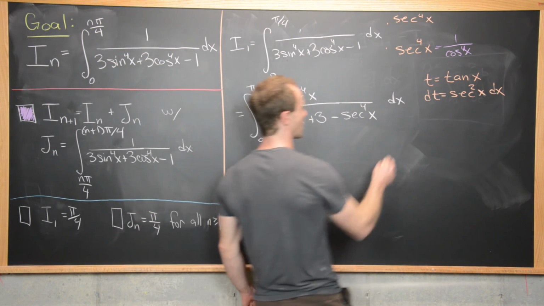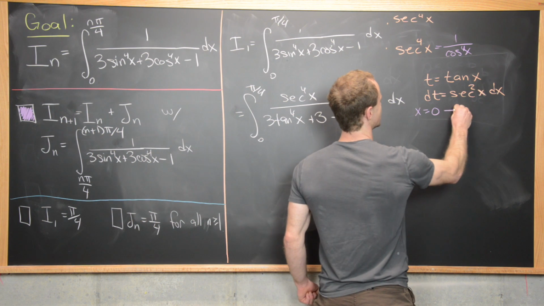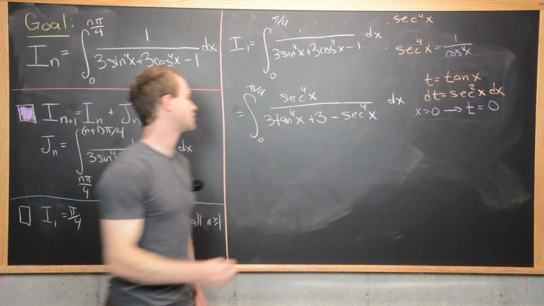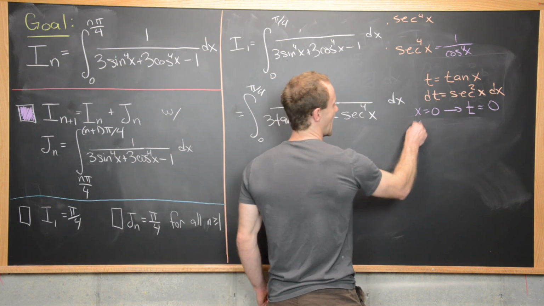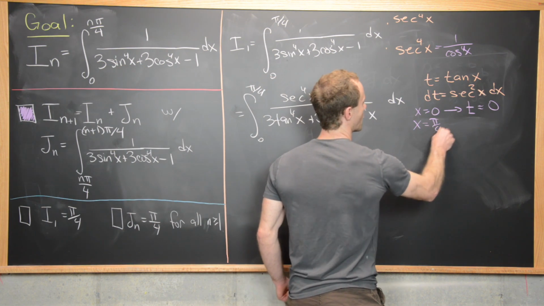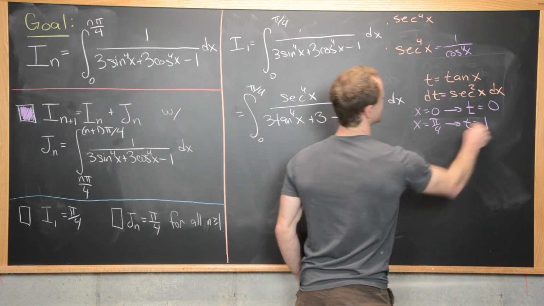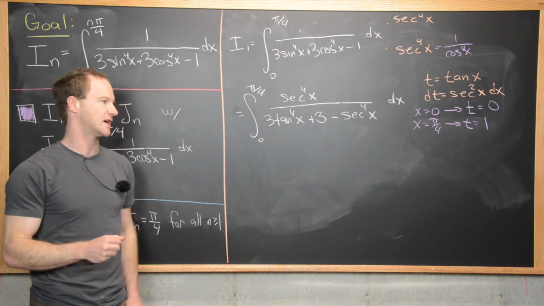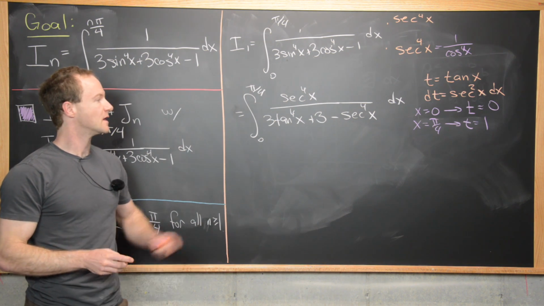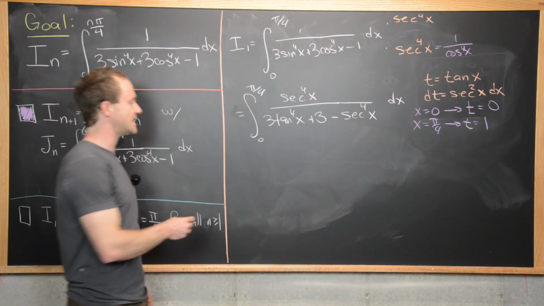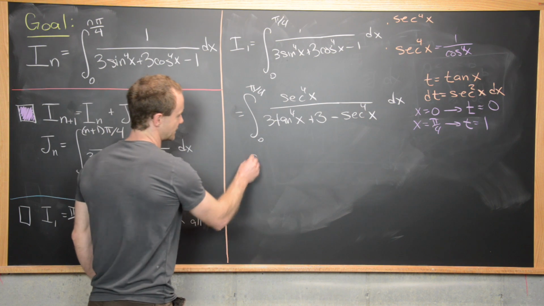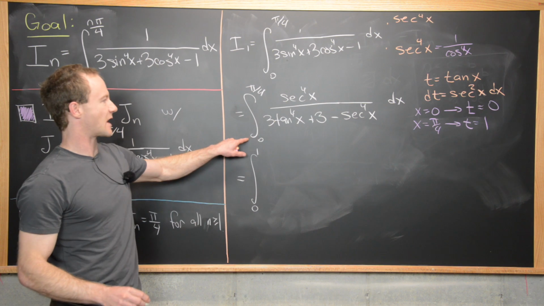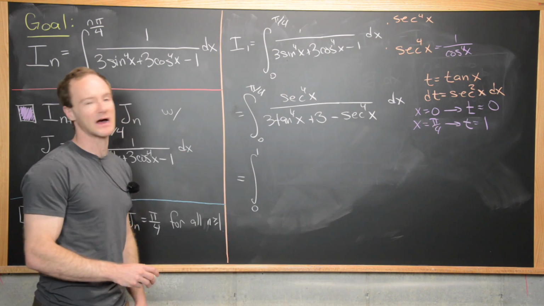And then furthermore, when x equals 0, that tells us that t equals 0 because we know tangent of 0 is 0. And when x equals pi over 4, that means t equals 1 because the tangent of pi over 4 is 1, because sine and cosine are the same at a 45-degree angle. Okay, fantastic. So let's see what we get out of this. Now we have the integral from 0 to 1 because we've gone from our x bounds of integration to our t bounds of integration.